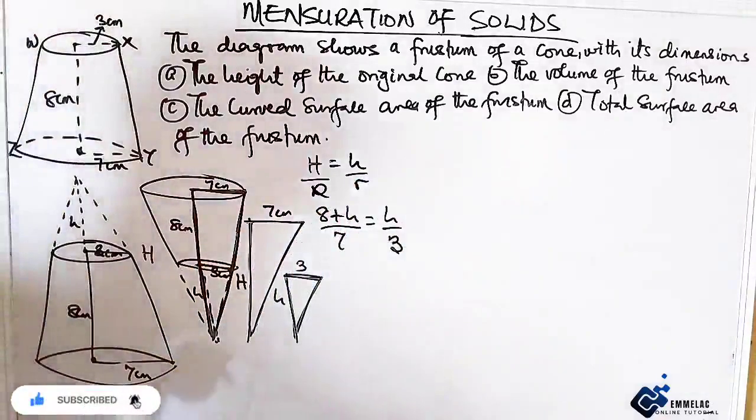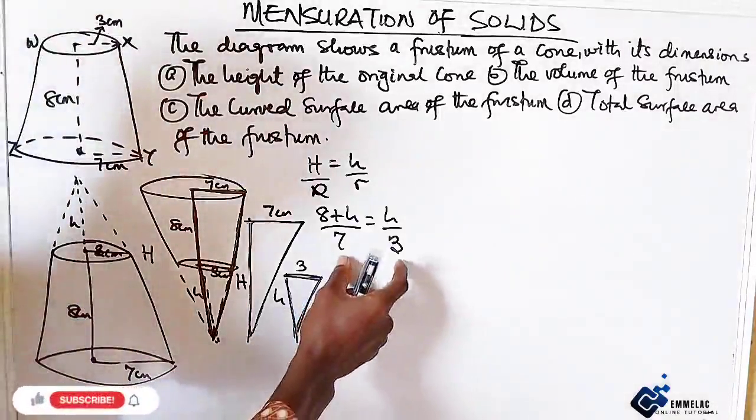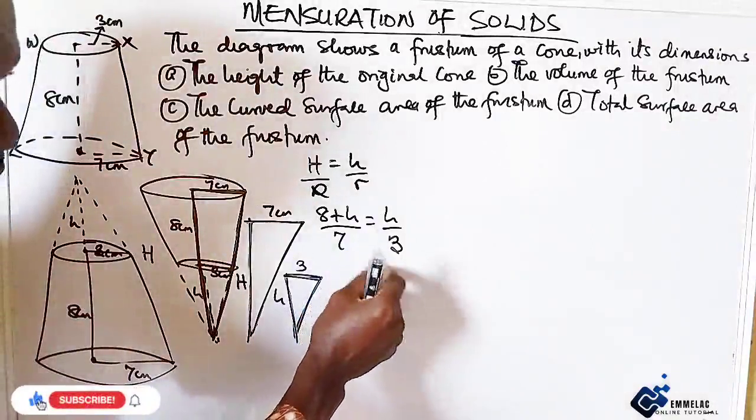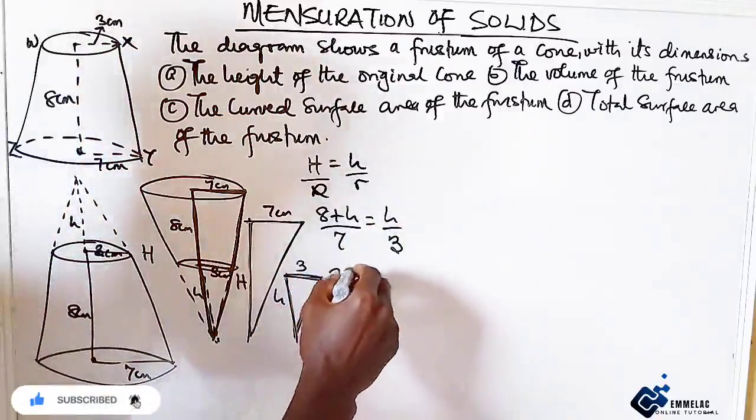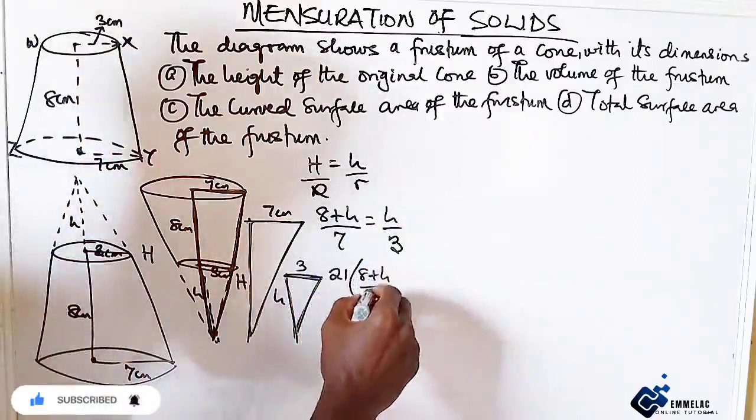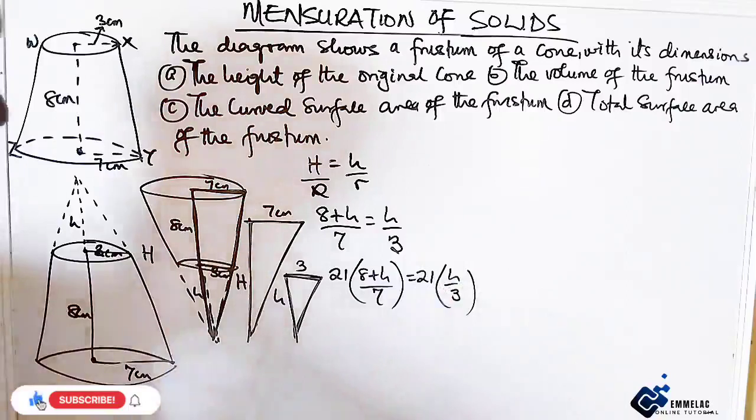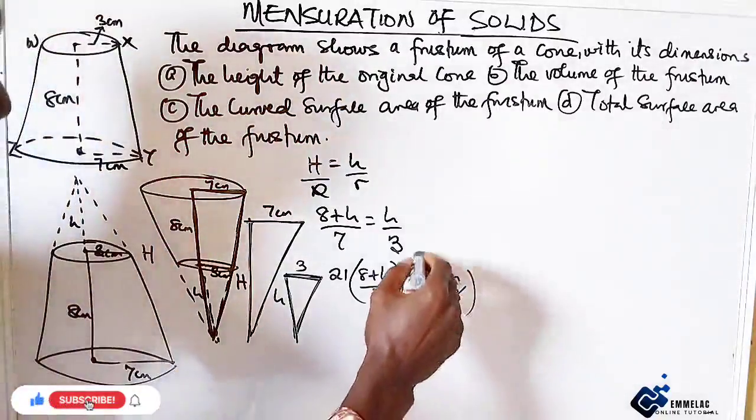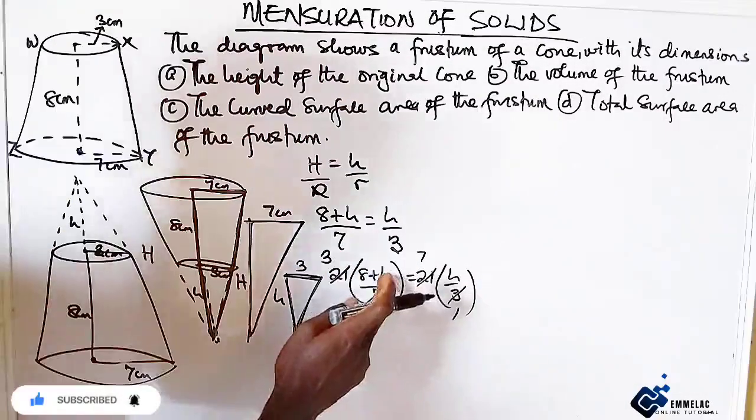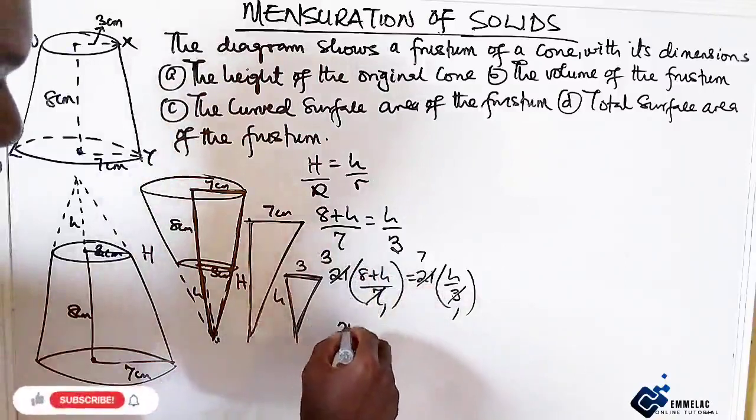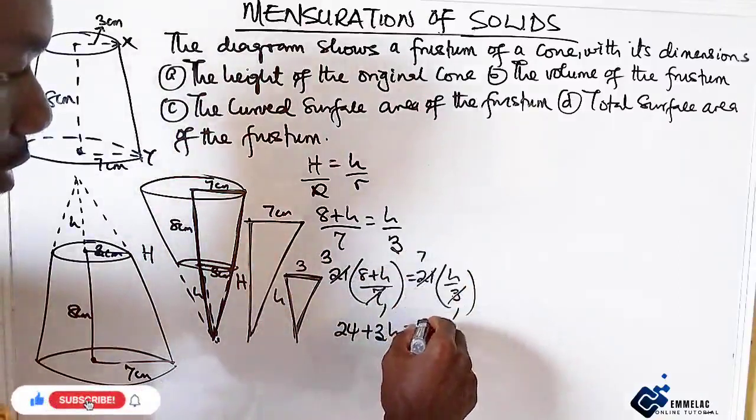Here we can multiply both sides by the product of these two, which is 21. Multiply both sides by 21. Here you have 21 into 8 plus h over 7 equals 21 h over 3. So 3 here, 7 here. You can now multiply 3 by whatever is in the bracket here. 3 times 8 is 24 plus 3h, then equals 7h.